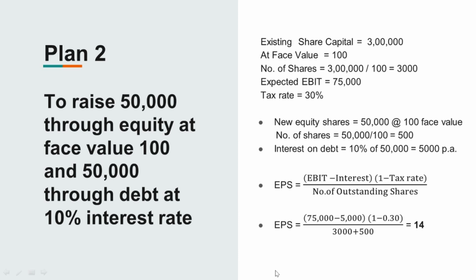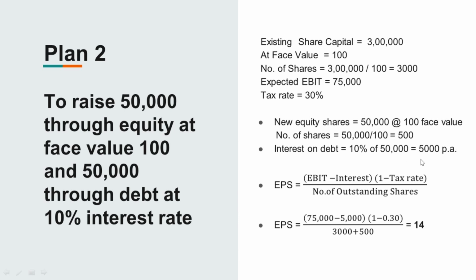So plan 2, this was to raise 50,000 through equity at face value of 100 and 50,000 through debt at 10% interest rate. So all that information remains the same. Existing share capital 3 lakh, face value 100, number of shares 3000, expected EBIT is 75,000 and tax rate is 30%. Now new equity shares. Because we decided that 50,000 would be raised through equity, what would be the number of shares? It would be 50,000 divided by face value, that is 100, and we are having 500 new shares to be issued. And we raised 50,000 through debt financing at the interest rate of 10%. So what would be the interest on debt? It would be 10% of 50,000, which is 5,000 per annum.